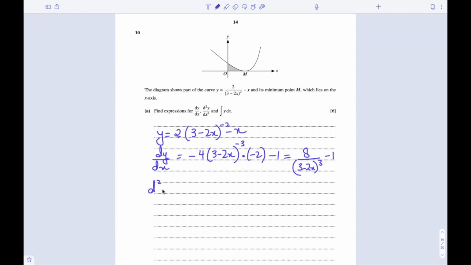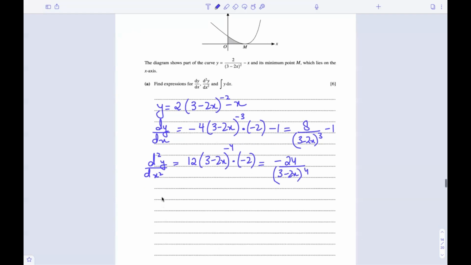For the double derivative, we differentiate the dy/dx that we got over here. So we will multiply the -3 by -4, which will become a 12 into (3 minus 2x). The power decreases by 1, so it becomes a -4. And we again multiply by the derivative of 3 minus 2x, which is -2. And the derivative of -1 is 0. So the answer would become -24 over (3 minus 2x) to the power 4.